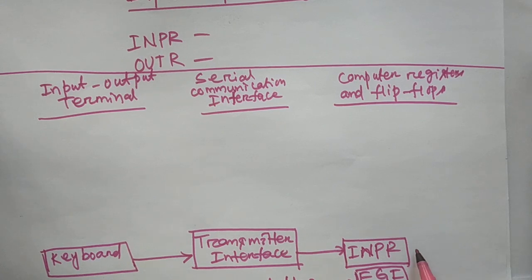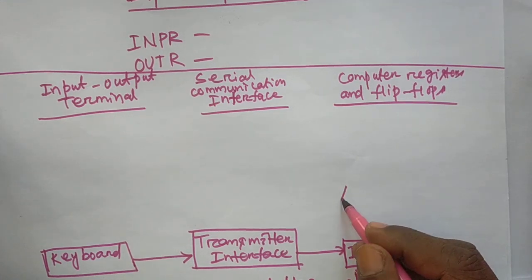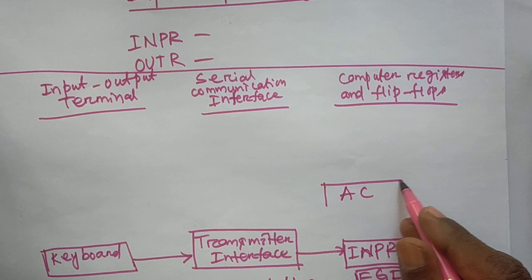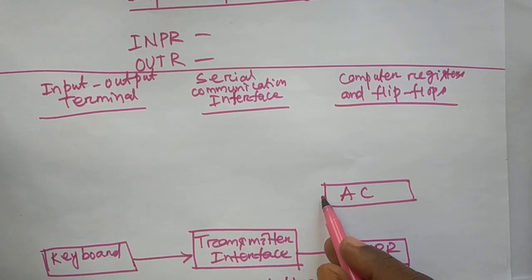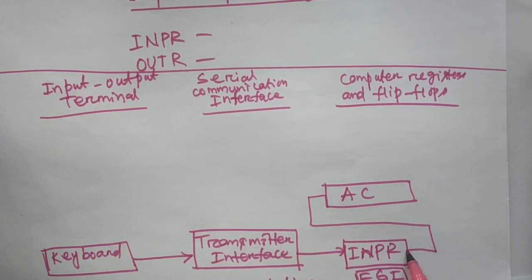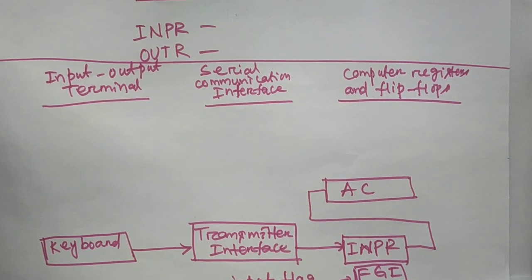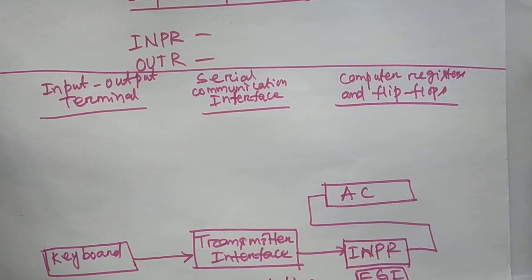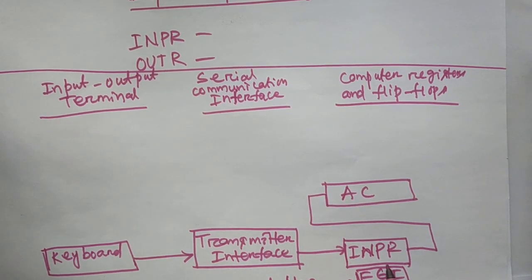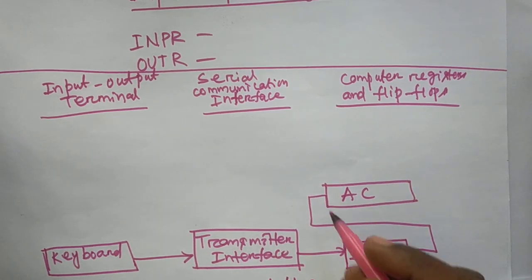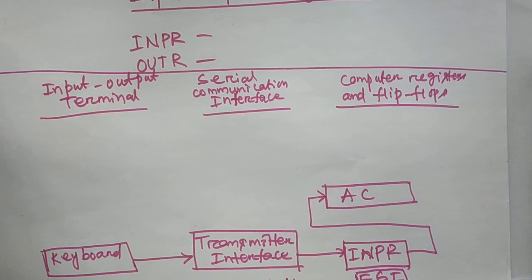Now here is the AC, the accumulator. It receives the data not directly from the keyboard, but from the input register. The input register sends the data to the accumulator. The accumulator now receives the data and then processes it.